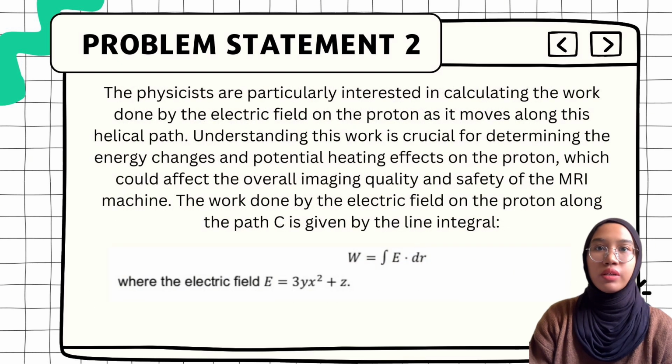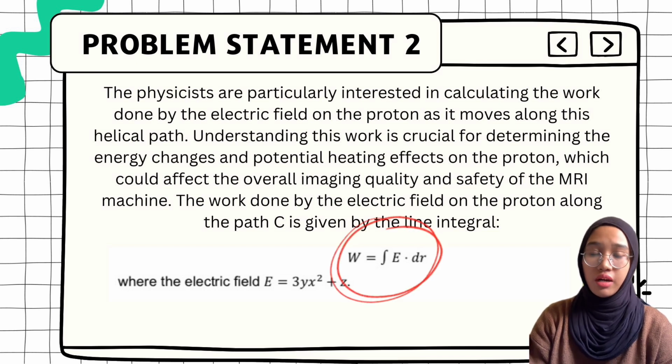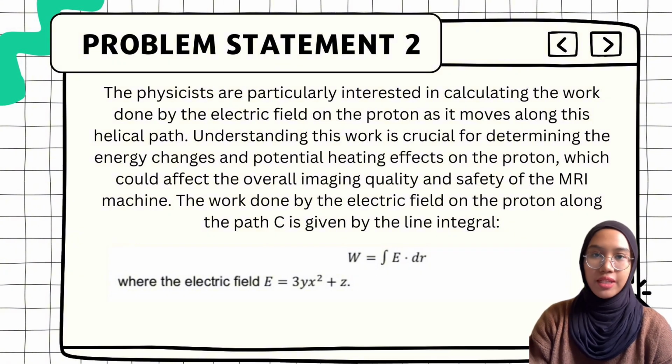To calculate the work done by the electric field on the proton along this path, they use the line integral W = ∫C E · dr. This research aims to optimize MRI performance and safety.